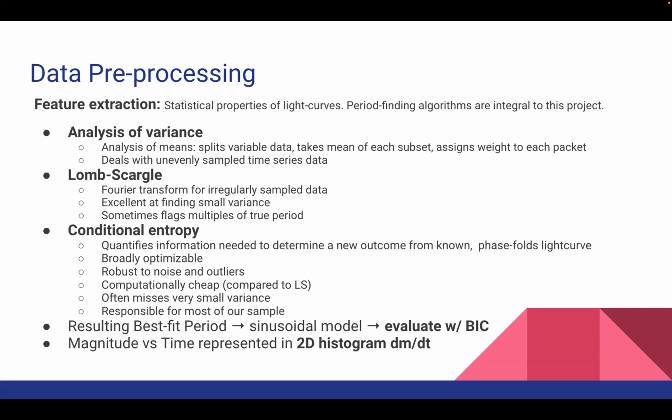Some pre-processing is done on these types of data that I mentioned in the previous slide. What's going on is we're extracting features, so statistical properties. And what's really important are period finding algorithms that are run on this data in order to engineer and extract some features that can be used to classify or analyze the data. The three period finding algorithms that this system uses are analysis of variance, Lomb-Scargle, and conditional entropy.